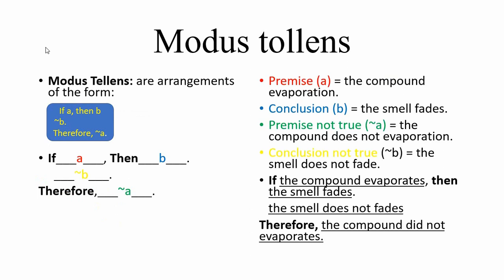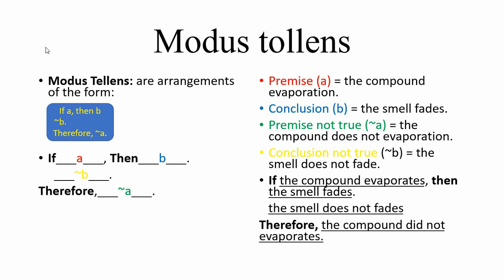With modus tollens, you can see that it's a similar format with a premise and a conclusion. However, if the conclusion is proven not to be true, then the premise cannot be true. So we would say the same thing. If the compound evaporates, then the smell fades.